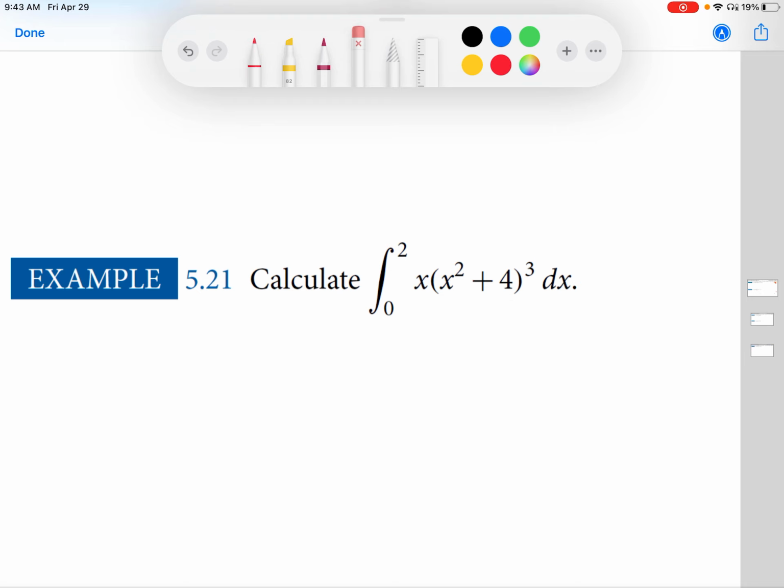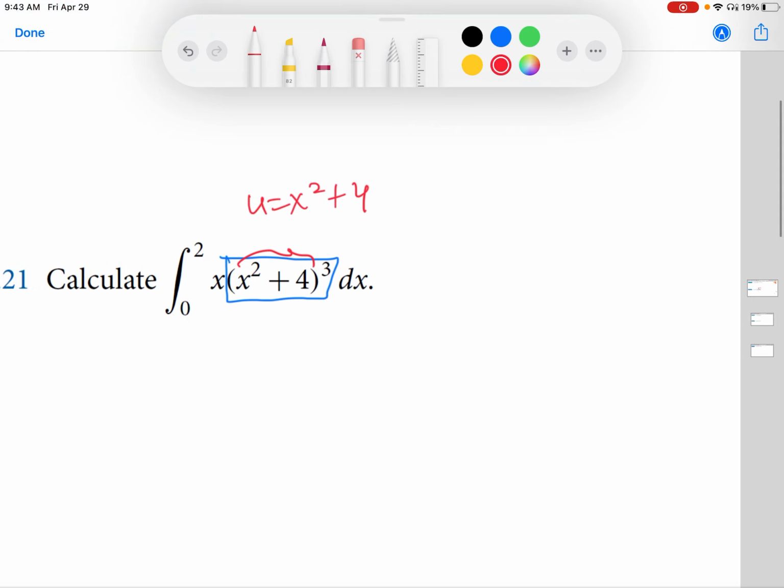And so there we are. Then the same guiding principle from before: let's look at the integrand and see if we can pick out a composite function, and then try u as the inner function of that composite function. Certainly there is a composite function here, and that is this part. The inner function of this composite function is x squared plus 4. So let's try that as our u. u equals x squared plus 4.